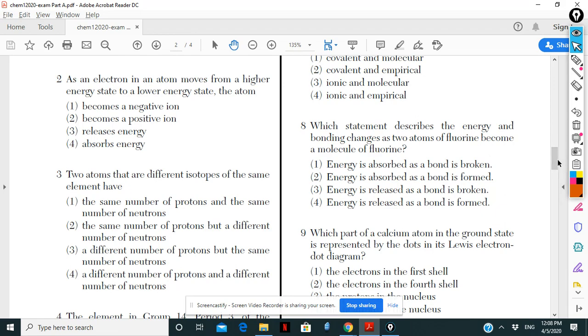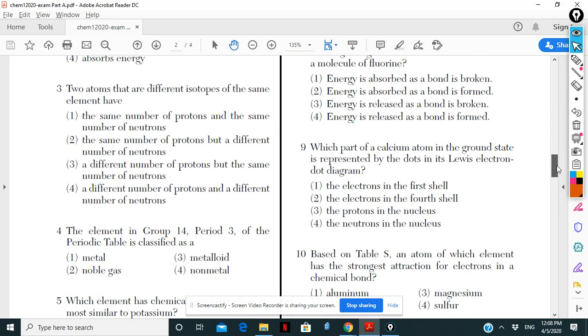Question number 3. Two atoms that are different isotopes. Again, isotopes means the same proton number, different neutron number. Same proton number, different neutron number. So the answer is going to be number 2.